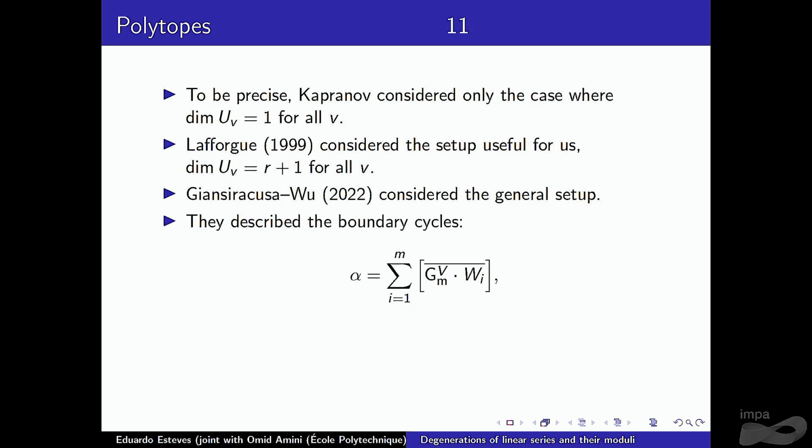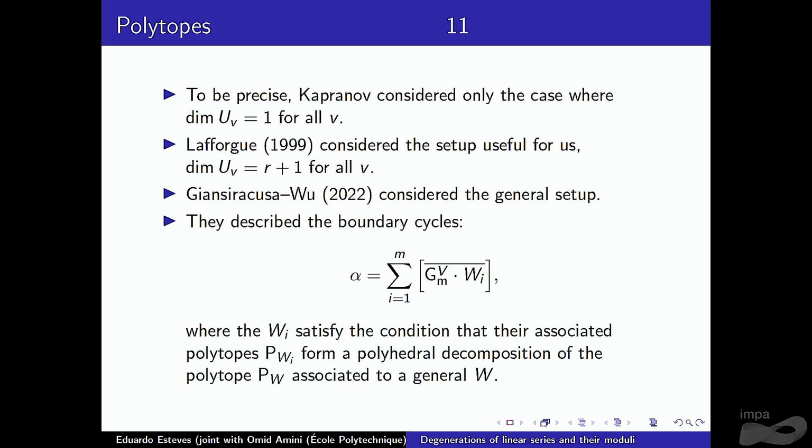And they go along and they describe the boundary cycles. So the boundary cycles, they are reduced sums. So there are no multiplicities here. And the prime cycles that you have there, they're orbits also, but of certain subspaces which are not general. So these are orbit closures. And the condition that these subspaces must satisfy is that their associated polytopes must form a polyhedral decomposition of the polytope associated to a general W.